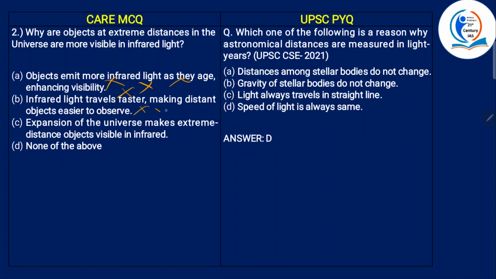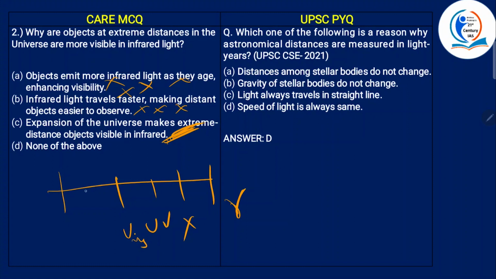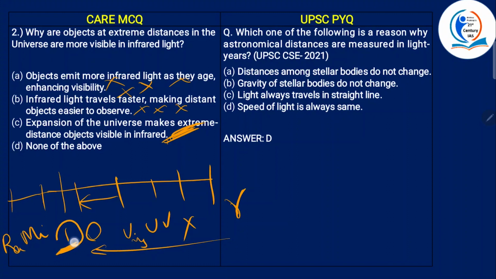This is also not the reason. Expansion of the universe makes extreme distance objects visible in infrared. Yes. In the electromagnetic spectrum, you have gamma rays, X-rays, UV rays, visible light, and then infrared, micro, and radio waves. After the red color, you will have infrared light. Comparatively to all others, this has a little bit more wavelength.